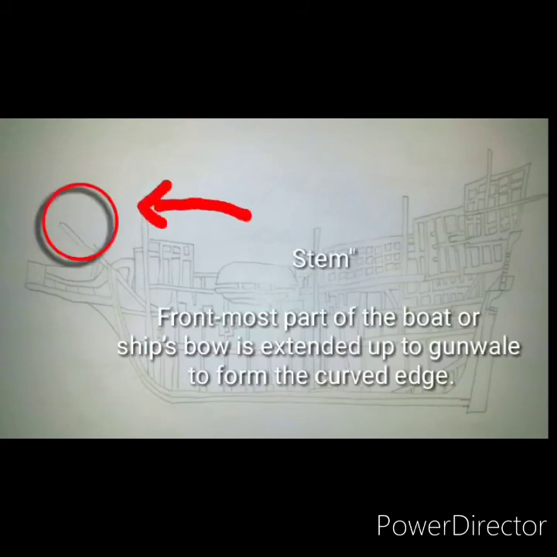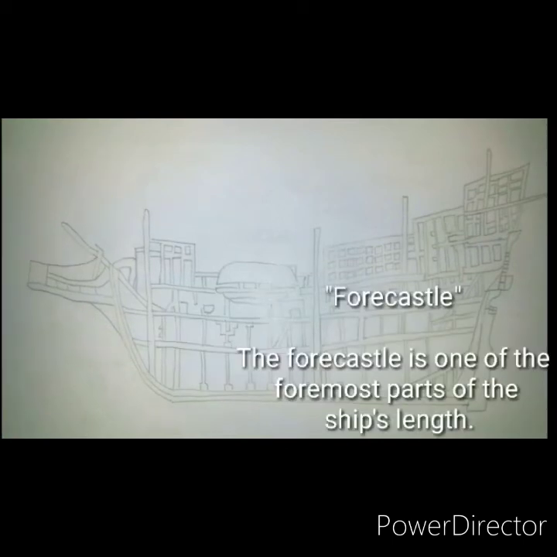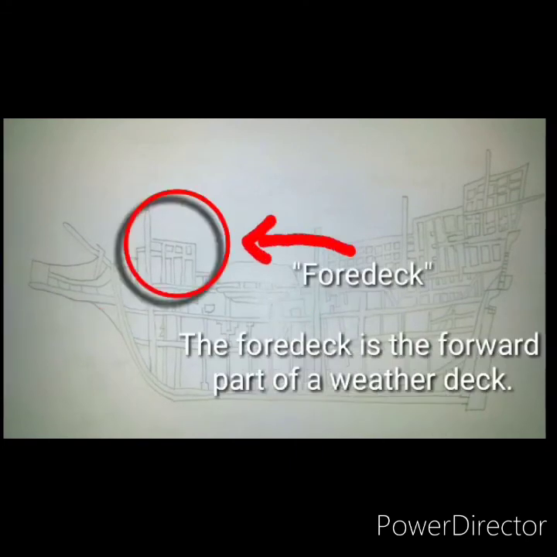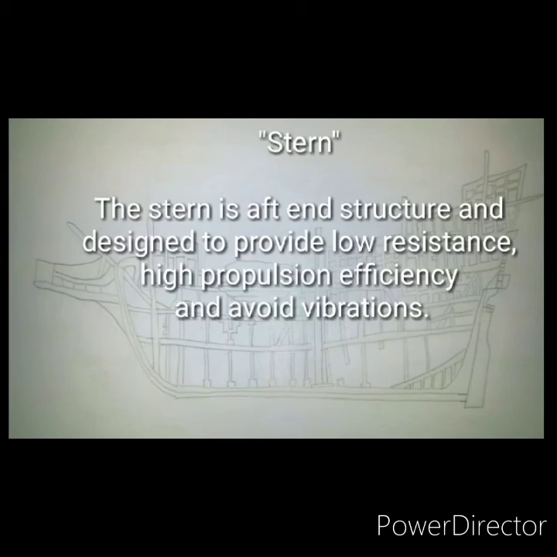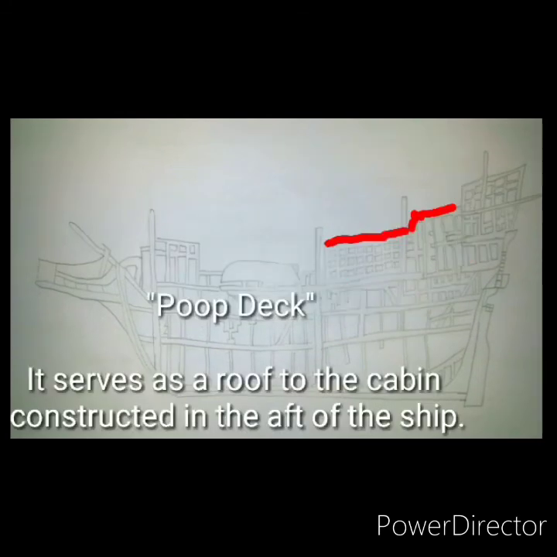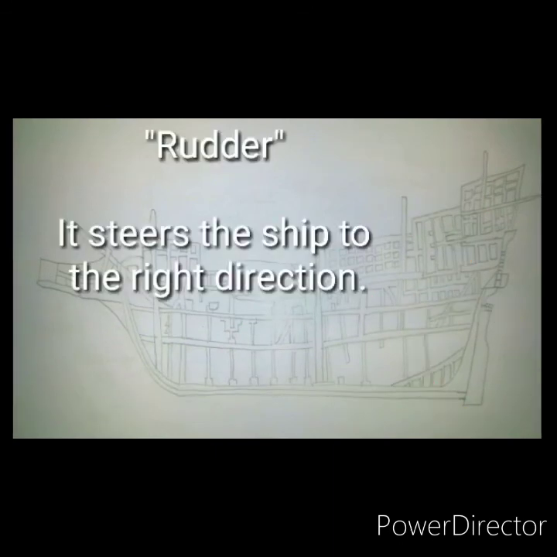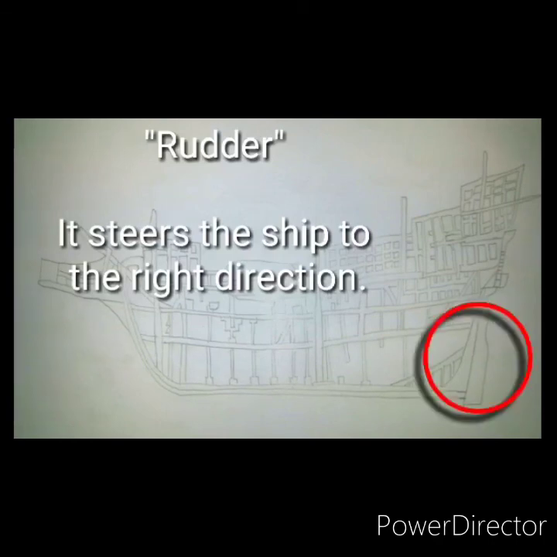Let's go to the stem. The frontmost part of a boat or ship's bow is extended up to the gunwale to form the forecastle. The forecastle is one of the foremost parts of the ship's length. Foredeck. The foredeck is the forward part of the weather deck. Bulbous bow. It cuts water and tweaks the water flow, increasing the vessel's speed, fuel efficiency, and stability. Stern. It is an aft-end structure designed to provide low resistance, high propulsion efficiency, and avoid vibration. The poop deck. It serves as a roof to the cabin constructed in the aft of the ship. The rudder. It steers the ship in the right direction.